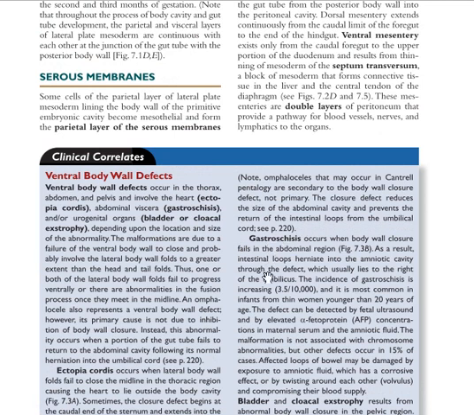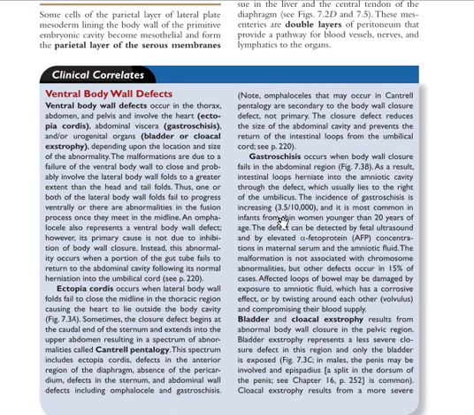Now the next thing to visualize, still in the ventral body wall defects, is gastroschisis. Gastroschisis occurs when the body wall closure fails in the abdominal region. In gastroschisis, what you have to note is that the bowels are going to be exposed, free outside the abdomen.